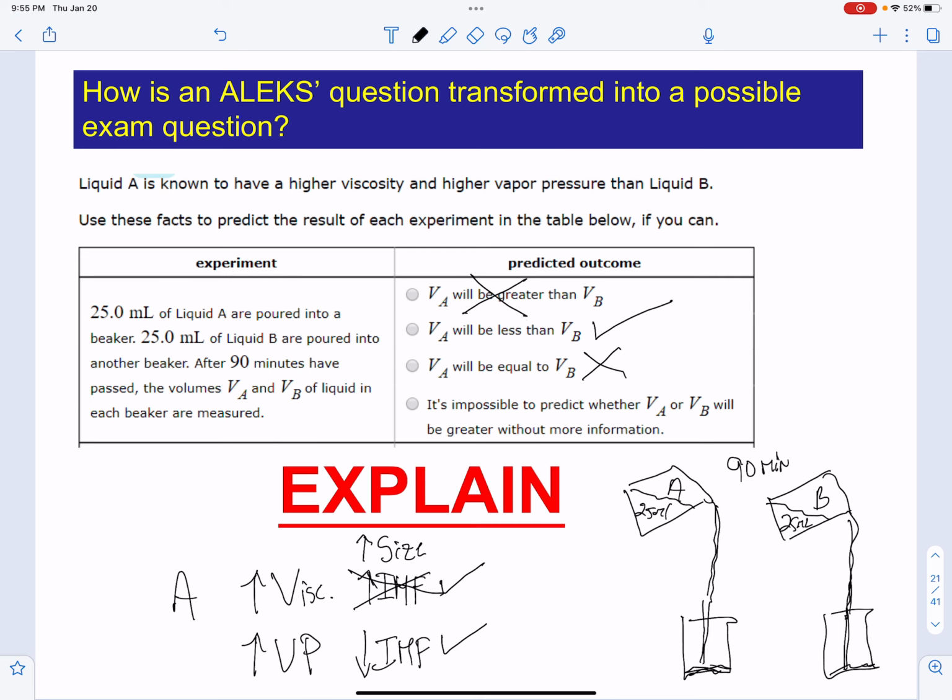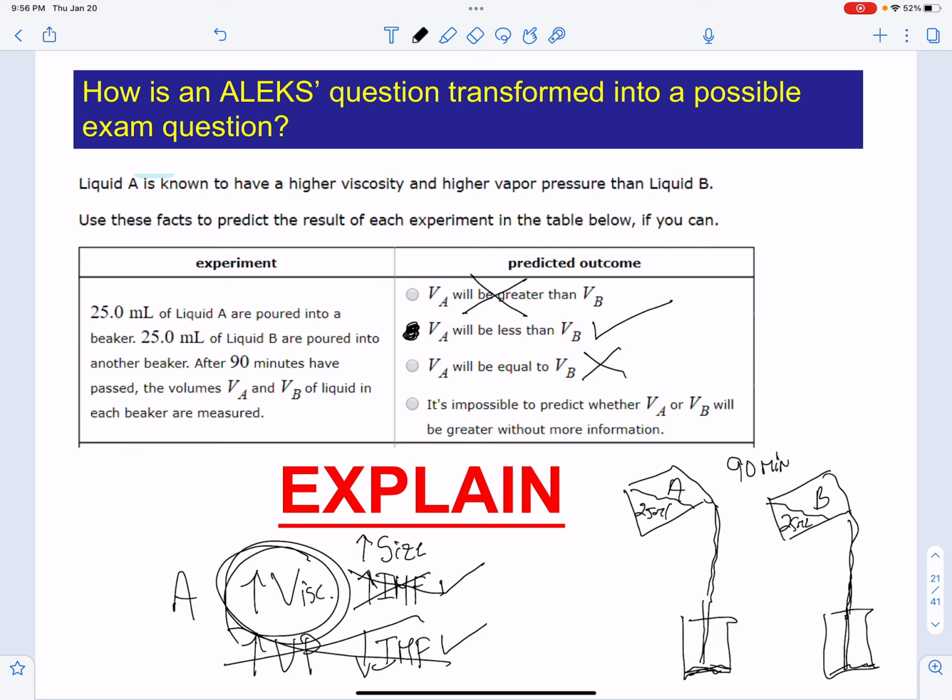No, it's not impossible. Basically, what it's telling us is that we can answer this without using vapor pressure. Just thinking about viscosity, answer this question. And the answer is the volume of A will be less than the volume of B. Vapor pressure is not a factor on this one.